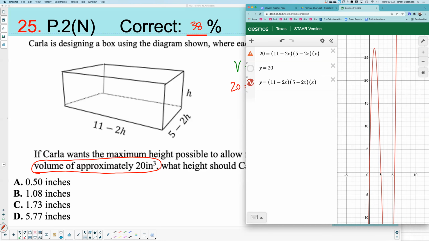What would make it go negative, the volume? If it was length times width times height, what would have to happen to make the value become negative? One of those sides has to become negative. Okay, so here's the idea. As the height, the h, gets to be bigger and bigger numbers, what's happening to your length and your width?